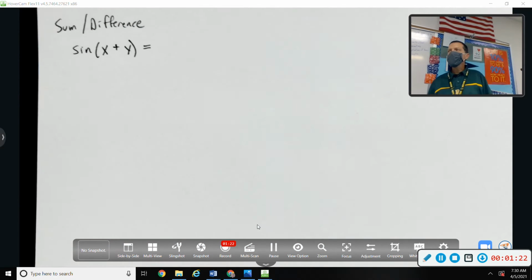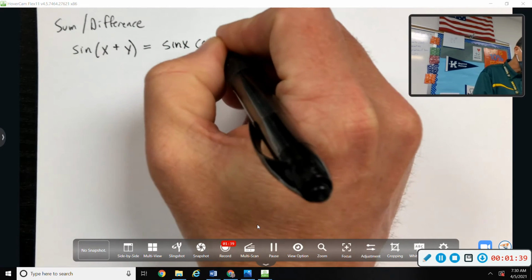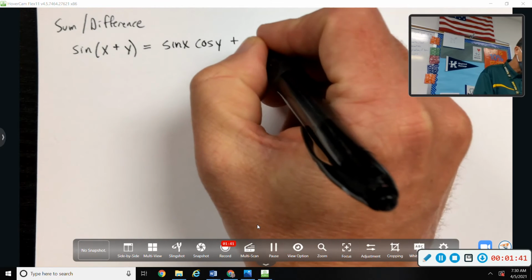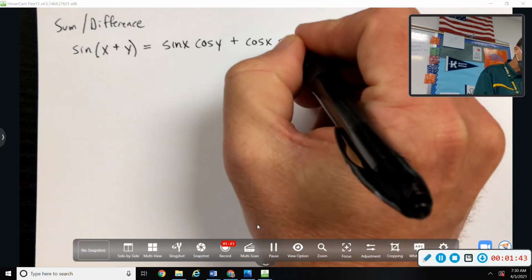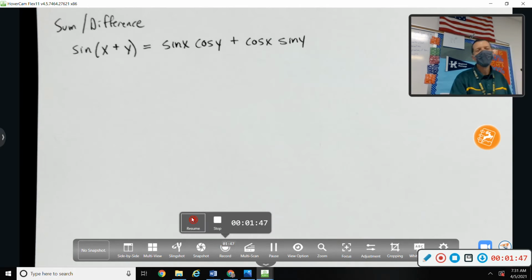All right, I'm going to go through these pretty quick because we've done all of these already. This is just our chance to put them all in one spot, so that on Wednesday, hopefully you're not flipping all around through your notes. You got them in one place. So sine of x plus y, that was sine x cosine y plus cosine x sine y. So there's the first one we did.